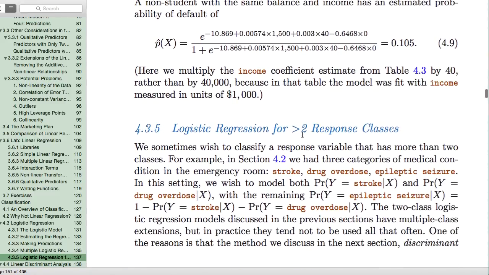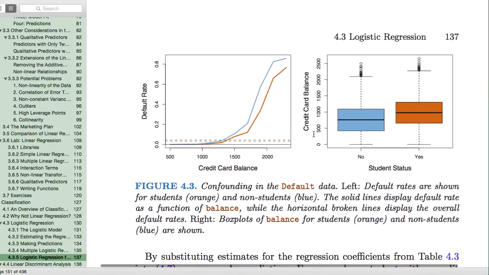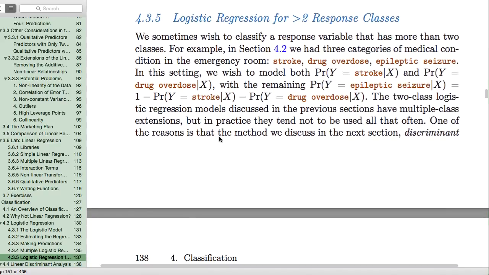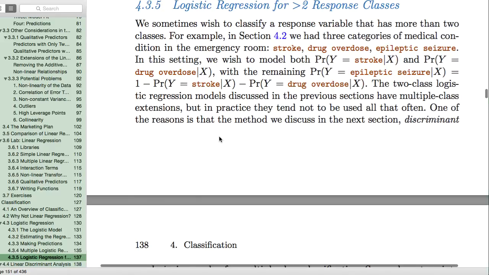Now, if we have more than 2 response classes, we typically don't use logistic regression. I said linear regression, didn't I? And I meant logistic regression, of course. So we should use multiple logistic regression instead of simple logistic regression because of cases like this. I hope if I make mistakes like this, call me on it if I don't catch them myself.